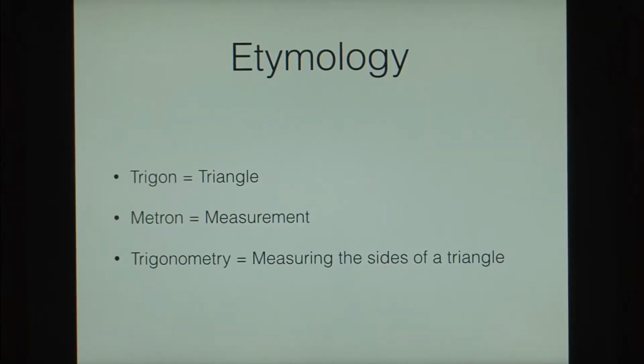Let us begin with the word roots. A trigon is a triangle. Metron refers to measurement, as in biometry. Thus, trigonometry is the science of measuring the sides of a triangle.